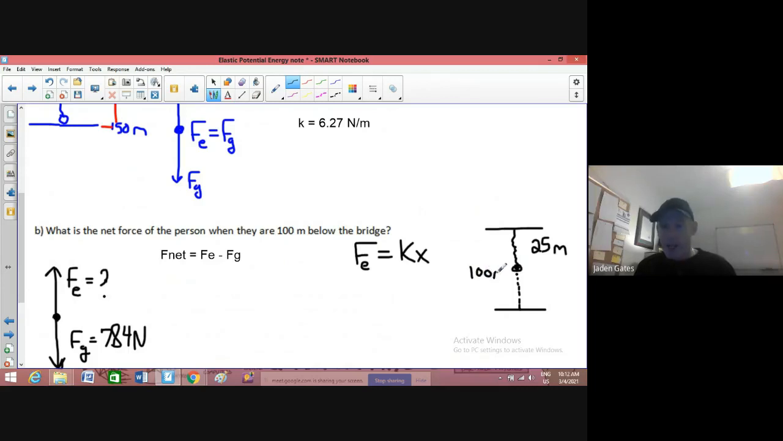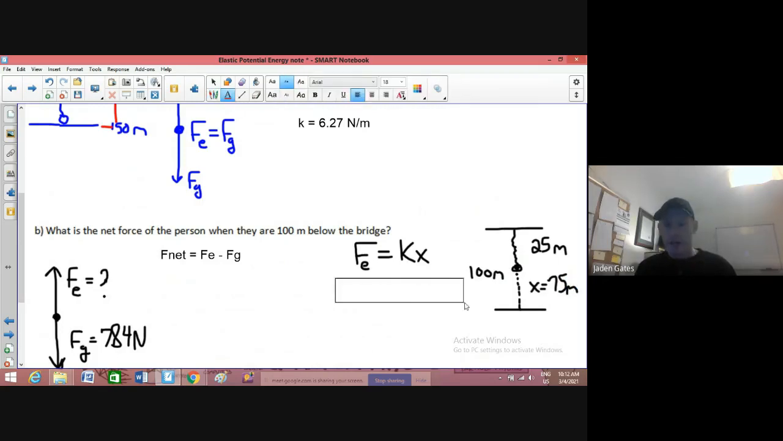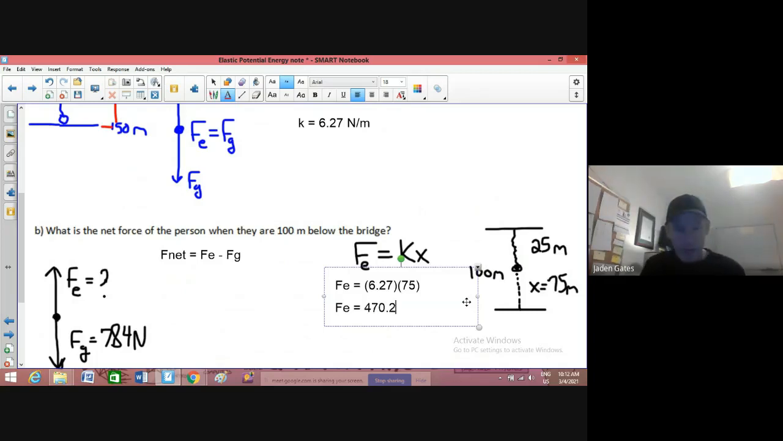So our extension is going to be 100 minus 25. So it's actually at this point only extended 75 meters. All right, so I'm going to plug those values in. The elastic force that's being applied is going to be 6.27, our spring constant, times 75. I multiply those two numbers, and 6.27 times 75 is 470.25 newtons. There we go.